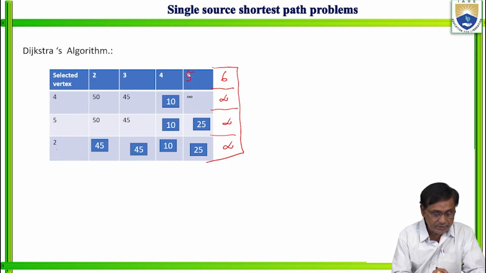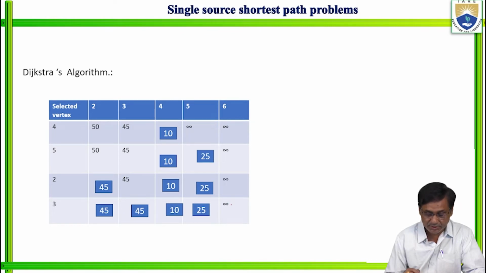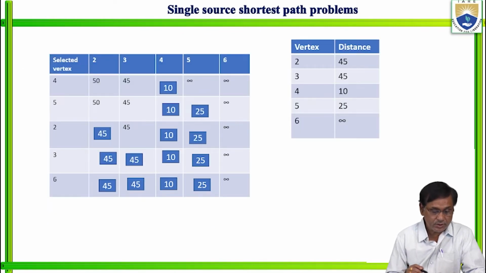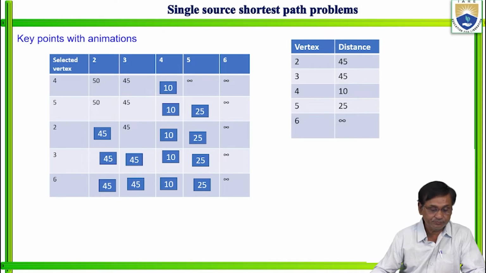So now they selected the vertex 2. Next selected the vertex 3 because 45, 45, 10 and 25 are selected. These are the minimums. Coming to the next, last, this is infinity only. So we selected first vertex 2, that is 45. The distance of vertex 2 is 45. The distance of vertex 3 is 45. Distance of vertex 4 is 10. Distance of vertex 5 is 25. But 6 is not connected, so it is infinity only. So this is the solution for the problem.